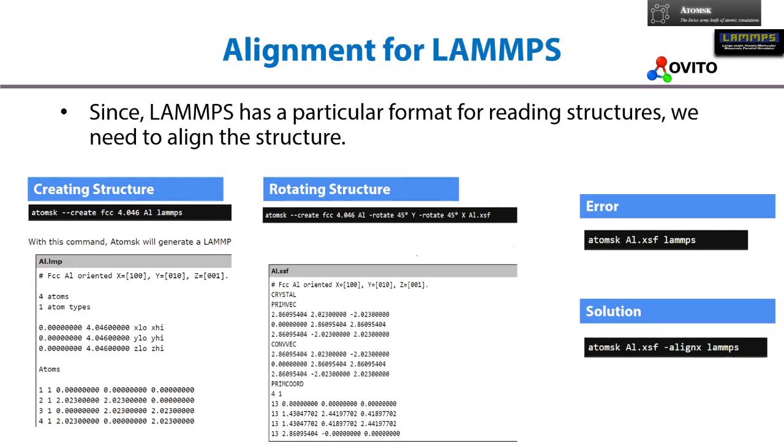So firstly we will be talking about the alignment of structure for LAMMPS. Here I have shown an example of creating a structure. This is a general structure. After that I will be rotating the structure.